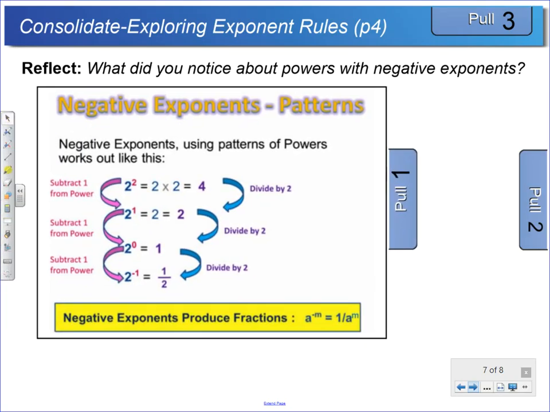Okay? So I'd ask that you do study it. If you need to pause the video, please do that in order to make sure you fully understand what's in front of you. Okay? So have a look at the patterning. As we subtract 1 from the power, moving down the table, you can see that we are continuously dividing by 2. And in doing so, that means that 2 to the minus 1 would have to be a half.